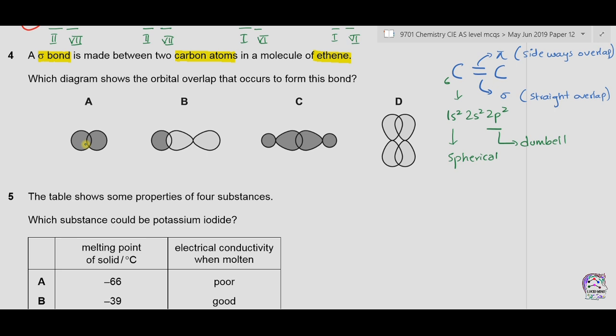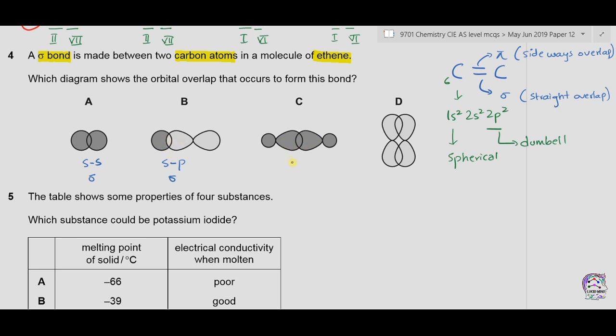In option A we can see that both orbitals are spherical, so this is s-s overlap, and as it is straight overlap, this is a sigma bond. In B we can see there is an s orbital, the spherical one, and the second orbital is a p orbital, the one that is dumbbell shaped. This is also a sigma bond because there is straight overlap.